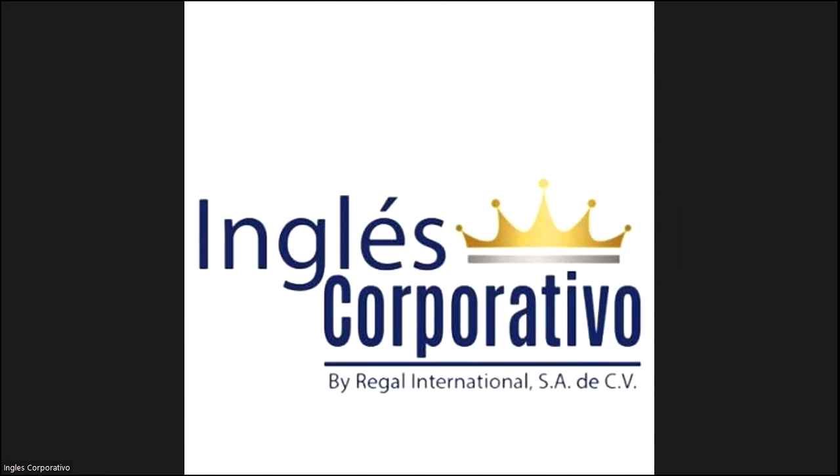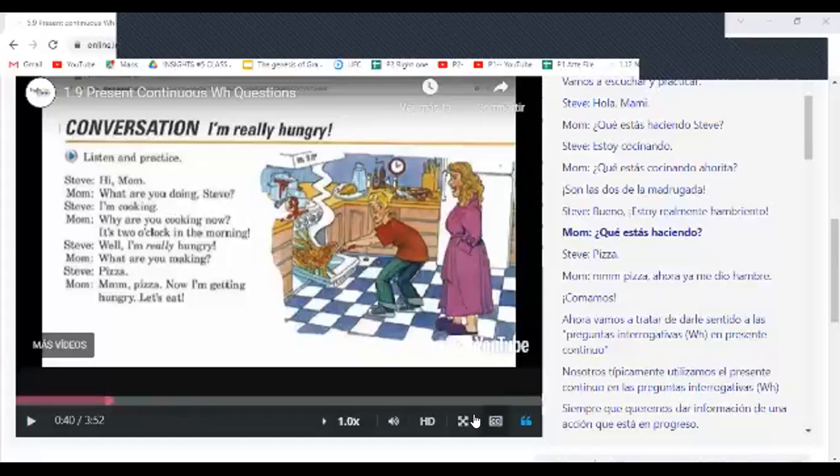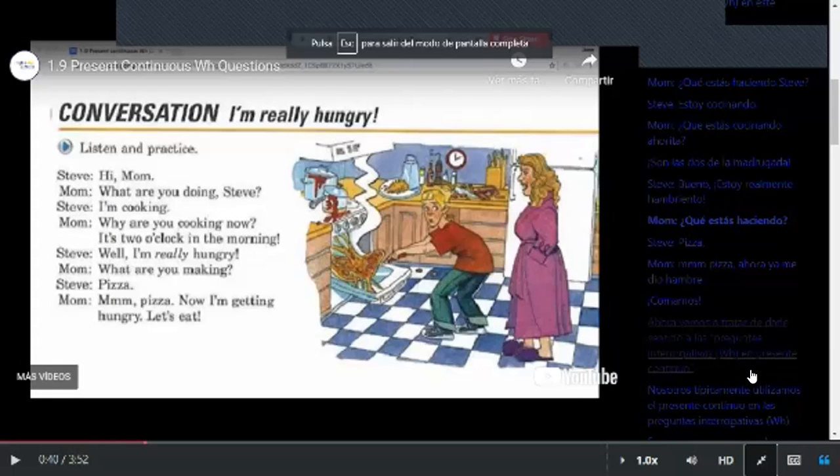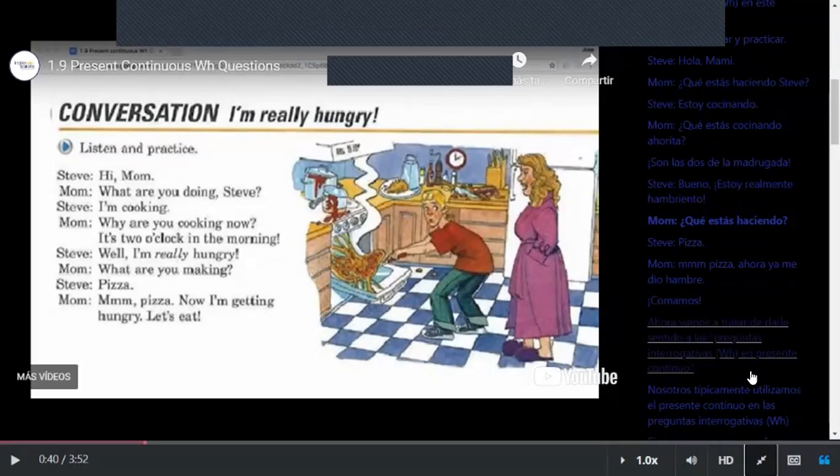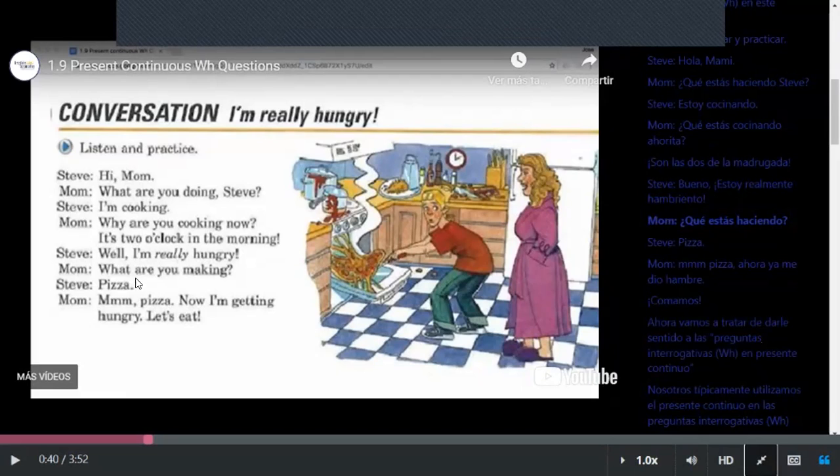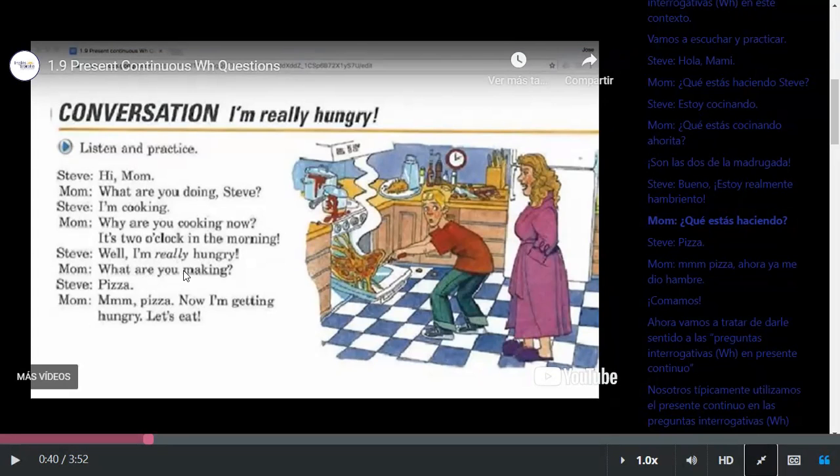Pues sí, ya estamos aquí en este conversation. ¿Pueden identificar alguna oración en singular o en plural usando present continuous? Bueno, por ejemplo, acá cuando ella dice, what are you making? Repeat, what are you making? ¿Qué estás preparando, verdad? What are you making?